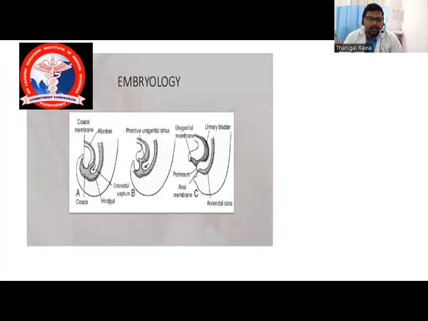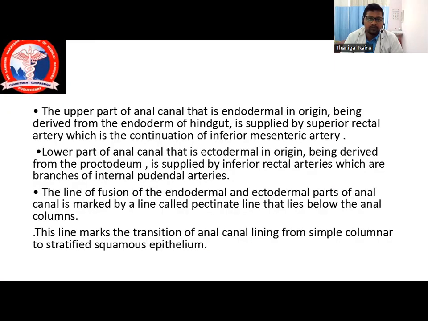You can see clearly that there is a cloacal membrane, the urogenital septum and the rectal septum. Between that, the cloaca is there. It's called the hindgut. And there is a primitive urogenital sinus through which the genital parts and the urinary tract develop. So this is the embryology you need to know.